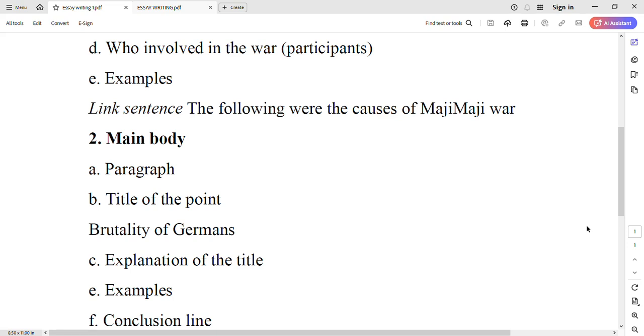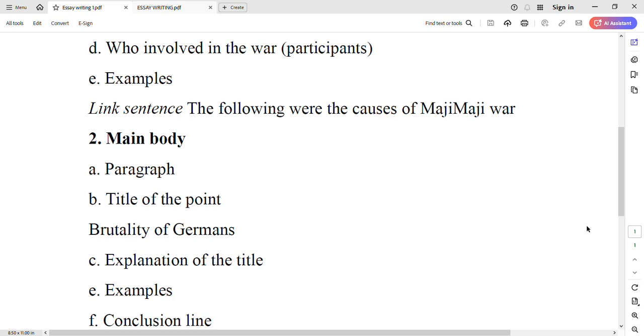If you appoint it as an example, you can show an example of the brutality, how far the Germans were brutal. Example: they raped the mothers, they raped the sisters, they raped the Africans. That's the example. And from there, you can provide the conclusion line.